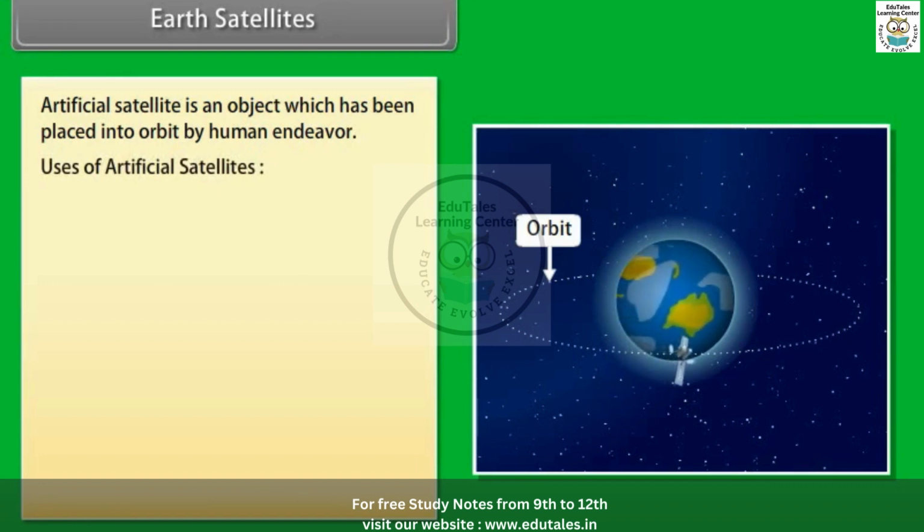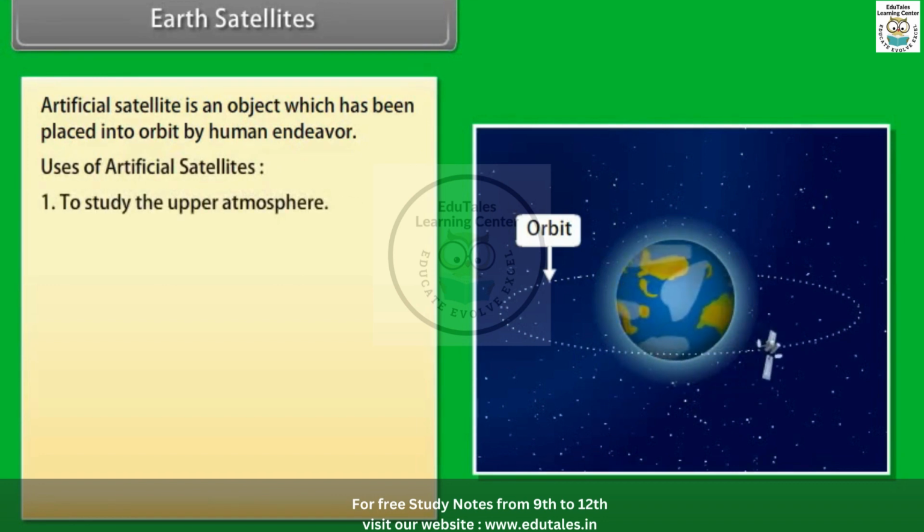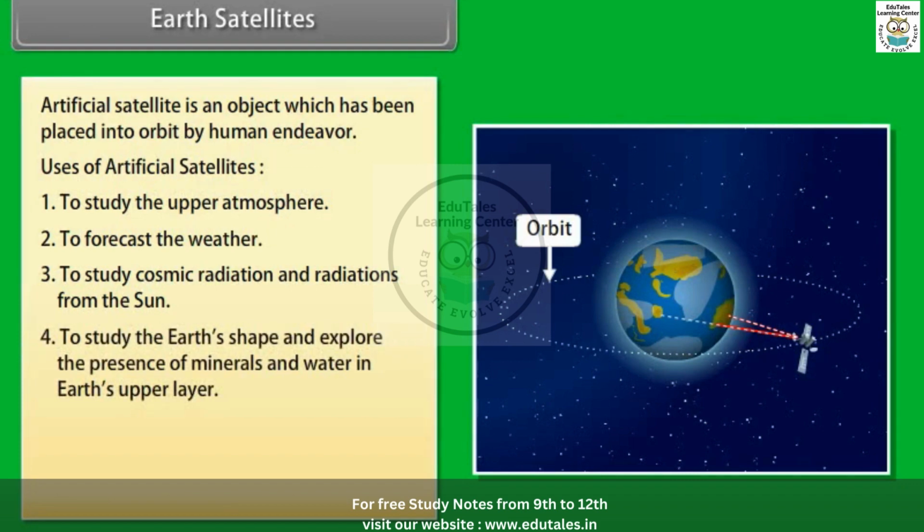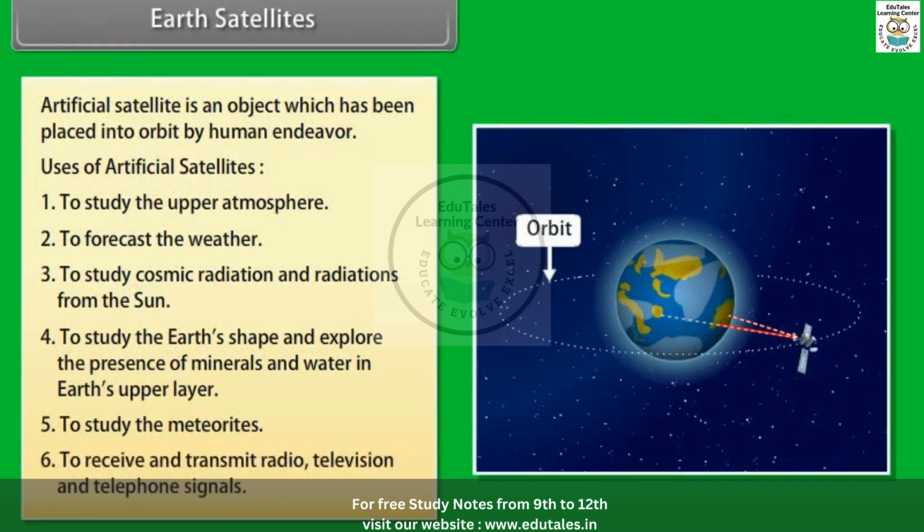Uses of artificial satellites are: Number 1, to study the upper atmosphere. Number 2, to forecast the weather. Number 3, to study cosmic radiation and radiations from the Sun. Number 4, to study the Earth's shape and explore the presence of minerals and water in Earth's upper layer. Number 5, to study meteorites. Number 6, to receive and transmit radio, television, and telephone signals.